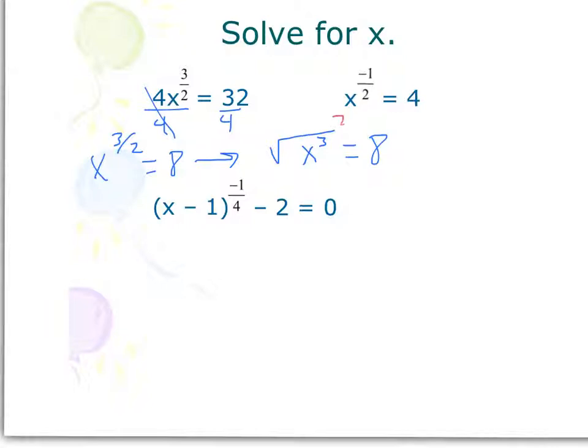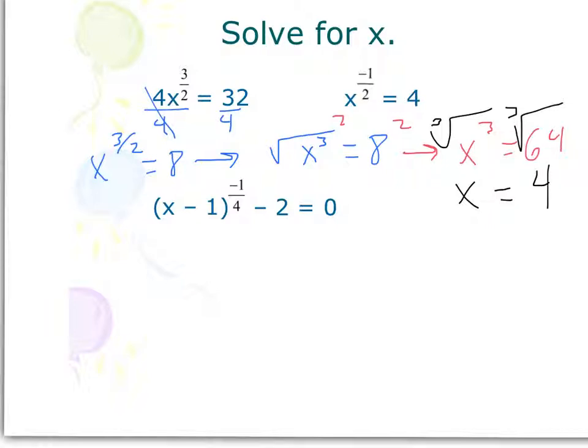What I can do now is say, okay, square both sides to get rid of the square root, and I have x to the 3rd equals 64. Then I can take the cube root to get the cube to cancel. This would kind of come back to my chart. The cube root of 64 is 4.